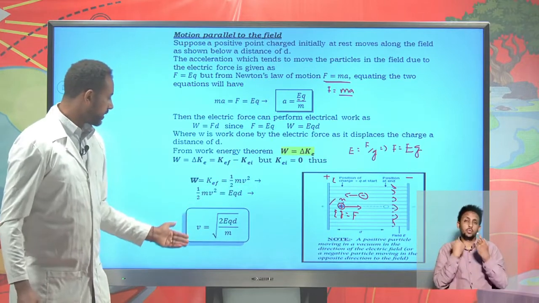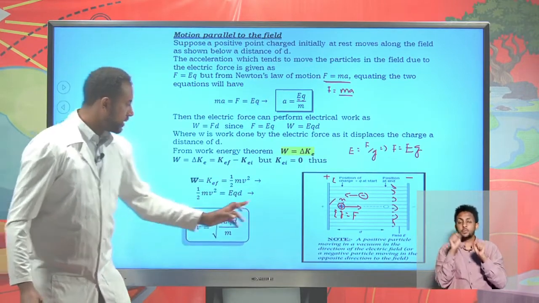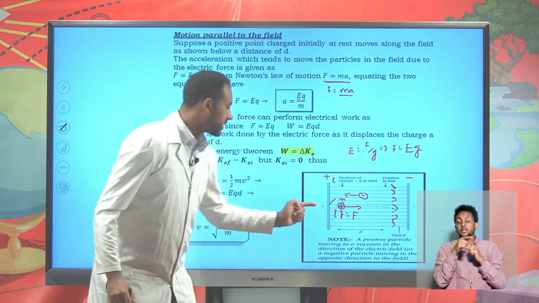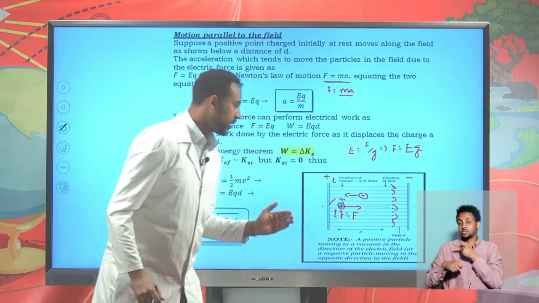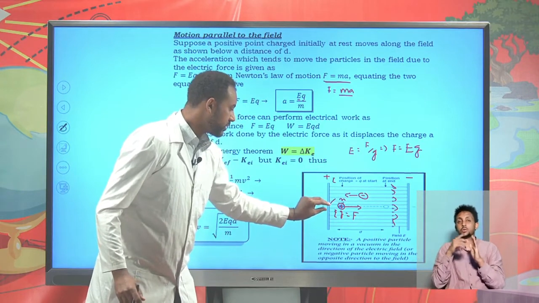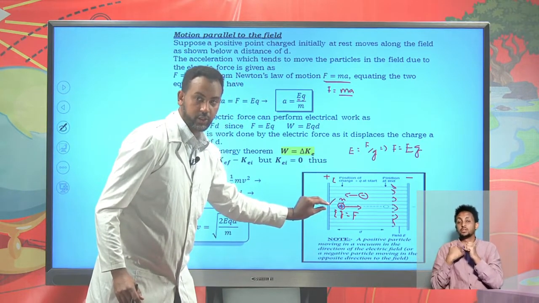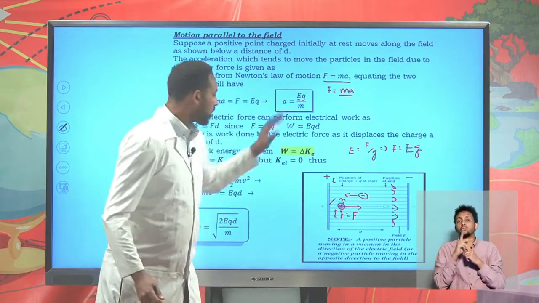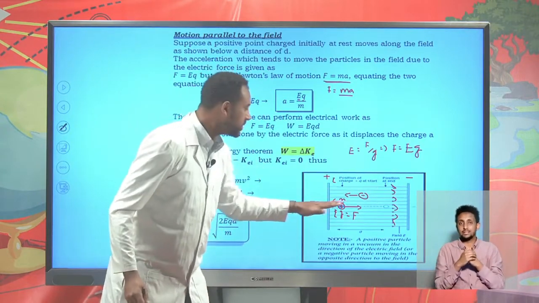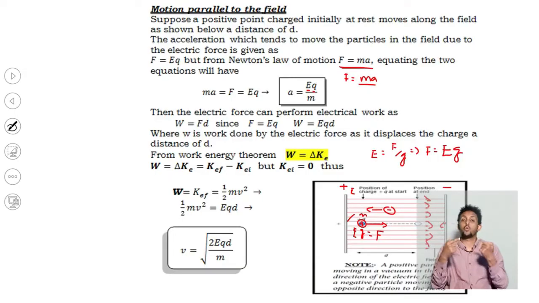So it's possible to find that, and as well it's possible to find the speed of this charged particle as it tends to move and strikes the negative plate. For example, if you put the positive charge here and release it, the initial velocity is 0, and it accelerates in this direction and collides with this plate. So what is the final velocity as it strikes the opposite plate?